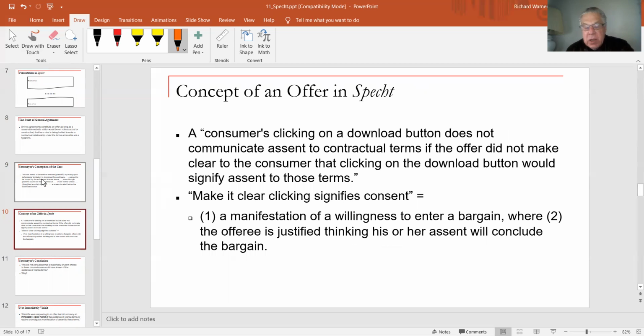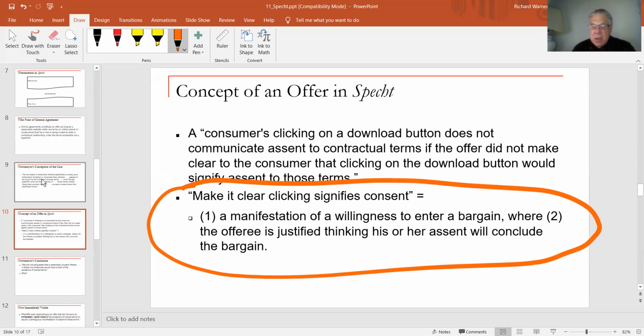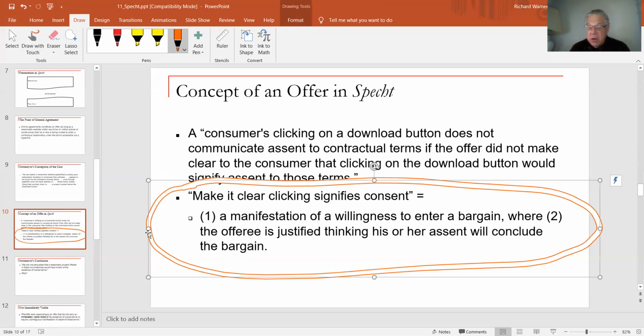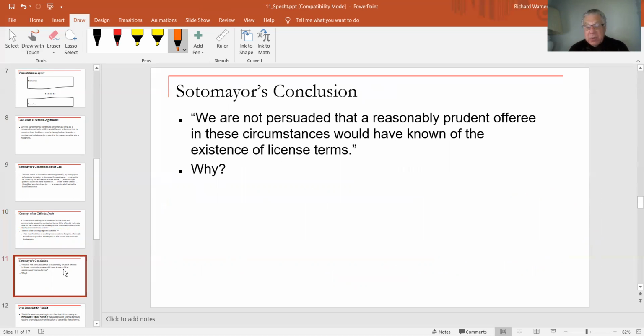And she continues, a little later on in the case, she says, well, look, a consumer's clicking on a download button doesn't communicate assent to contractual terms. Not enough for a manifestation, not enough to put a reasonable website visitor on notice, if the presentation of the button and the text did not make clear to the consumer that clicking on the download button would signify assent to those terms. Translated into our language about an offer, I take it that means that's not enough for an offer, right? Because you have to have the offer presented. So again, her picture is: is there enough of a presentation, a manifestation of a willingness to enter a bargain, to make people think, gee, I'm being asked to enter a contractual relationship? And she says, in this case, no.